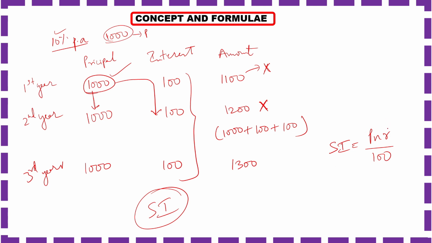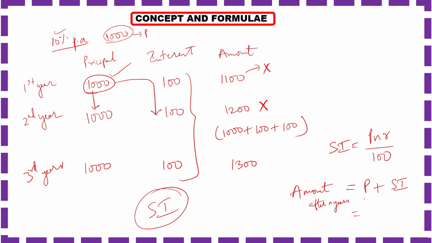R is the rate of interest. SI means simple interest. So this is simple interest. And how can we calculate the amount in simple interest? Amount after n years. Okay, we know amount is principal plus interest, right? Amount is principal plus interest.